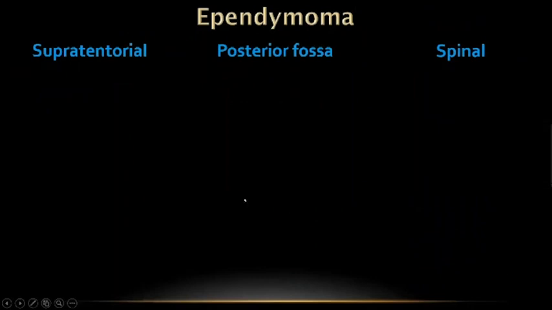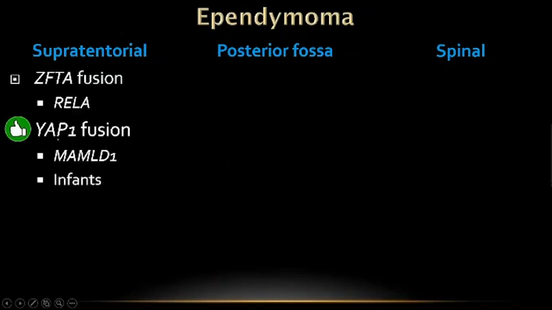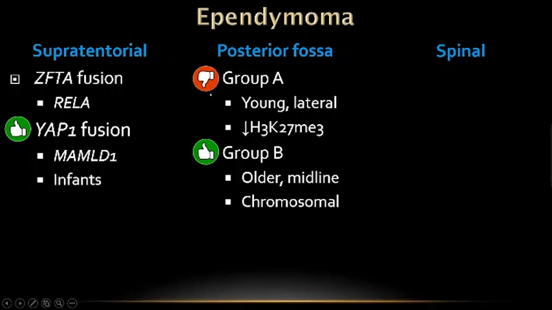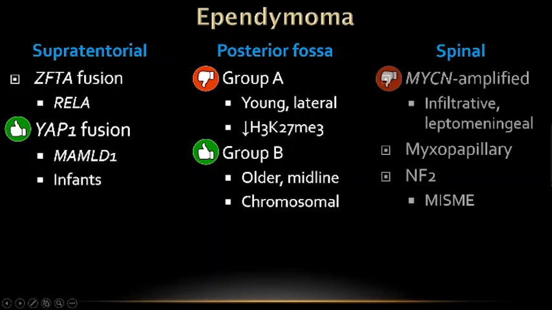Ependymomas have now been classified. These are still very molecularly heterogeneous, but classified by the compartment in which they arise. The supratentorial brain has a couple different classes of molecular configuration. The posterior fossa, which is your classic, now has group A and B: the younger, more poorly performing unstable methylation, and then the older midline tumors. And then our spinal tumors, where there's one class that's now very infiltrative with leptomeningeal spread.